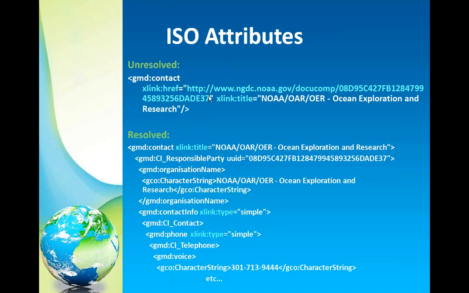Now, a resolved record, meaning I've gone out, taking the information contained at this link and embedded it in the document. So now the document would actually say, contact the title, it gives me that title, and my CI responsible party. So it takes all of the information here and embeds it here. You see that UUID associated with it, and it gives me the full information of my organization name, my contact info, my phone, and everything.